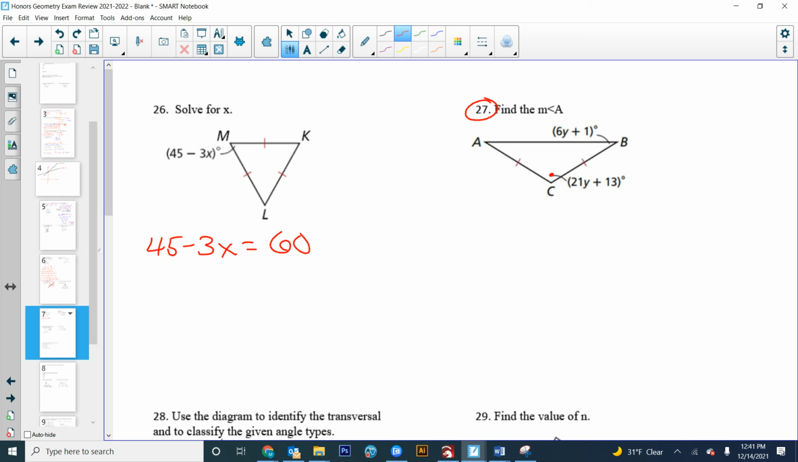I only know this angle and one of the congruent angles because it's isosceles. Can I set 6y plus 1 equal to 21y plus 13? No. Can I set 6y plus 1 equal to 6y plus 1? No. You'll get all real solutions. But can I say if that's 6y plus 1, this must also be 6y plus 1, and add up those three to equal 180? Yeah, that's the way to do it.